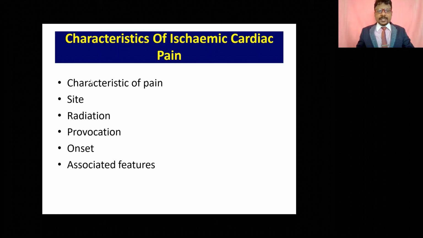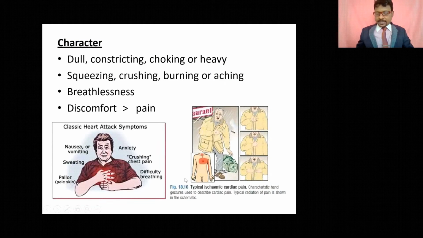We are going to discuss one by one: the characteristics of the pain, site, radiation, provocation, and also onset and associated features. So coming to the characteristics, what type of character is the pain? Is it dull, constricting, choking, or heavy?